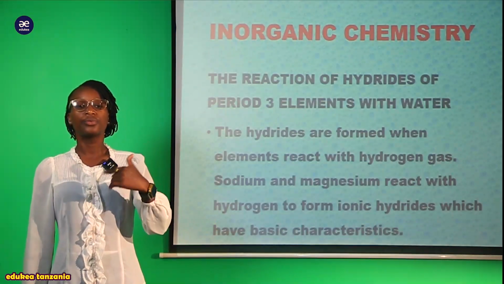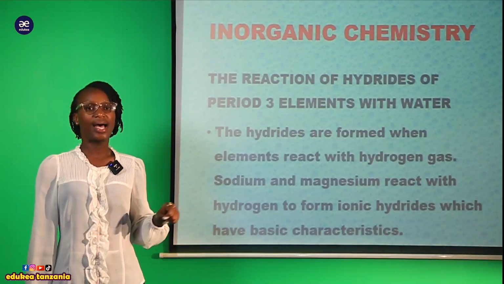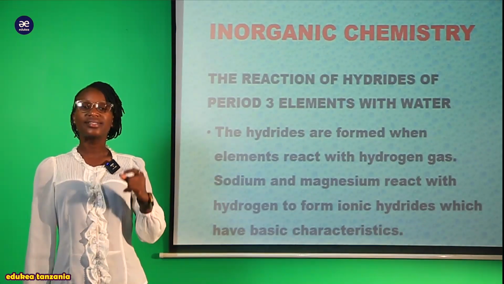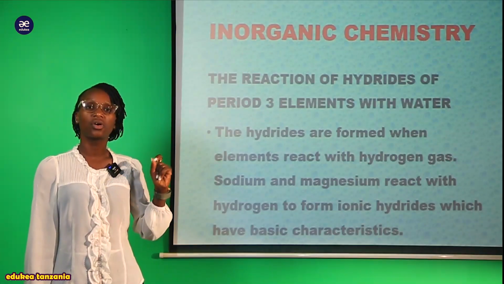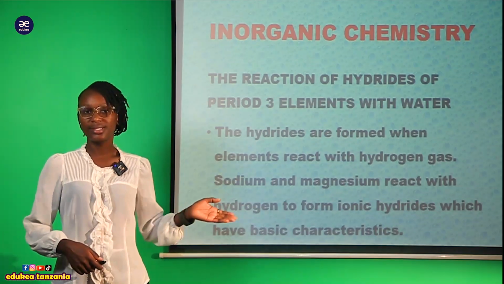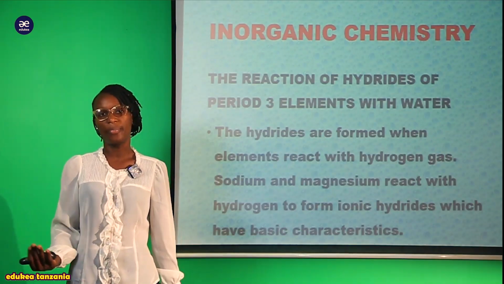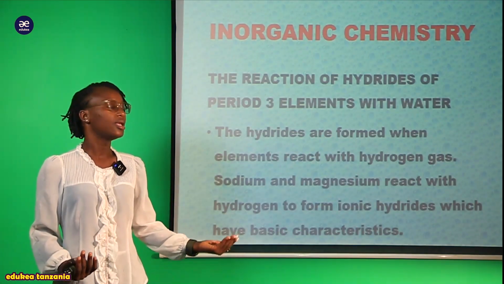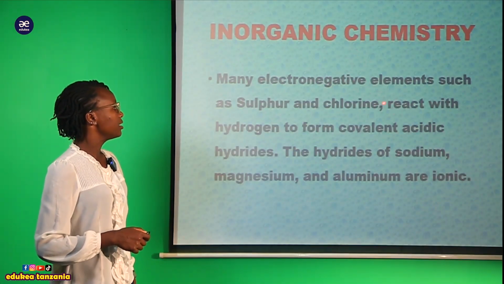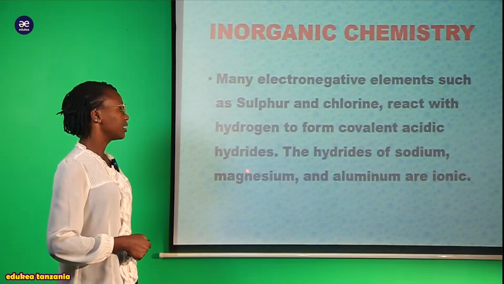Now we have said that when we talk about hydrides, we talk about those elements that react with what? With hydrogen gas. For instance, you can refer to sodium and magnesium. Once they react with hydrogen gas, we are going to have the hydride compound. For instance, they tend to form ionic hydrides, which have basic character, meaning they exist as basic compounds, but they will be ionic compounds or hydrides. So many electronegative elements such as sulfur and chlorine react with hydrogen to form covalent acidic hydrides.